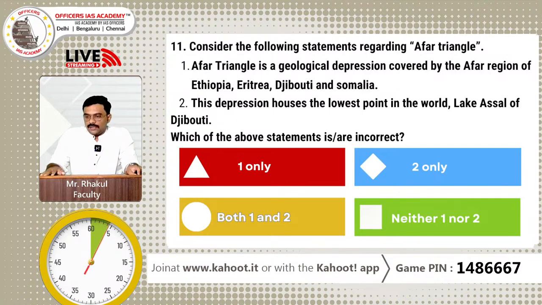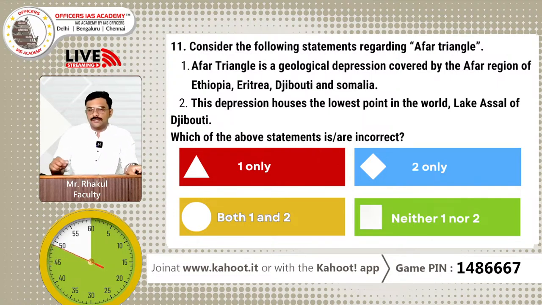It is a geography related question. Consider the following statements regarding Afar triangle. Statement 1: Afar triangle is a geological depression covered by the Afar region of Ethiopia, Eritrea, Djibouti and Somalia. Statement 2: This depression houses the lowest point in the world, Lake Asal of Djibouti. You have 2 statements and 4 options. Options are A, 1 only, option B, 2 only, option C, both 1 and 2, option D, neither 1 nor 2. You have 20 more seconds to give the correct answer.